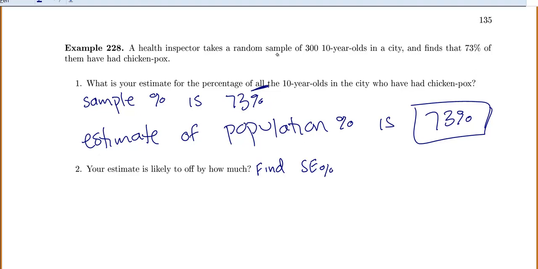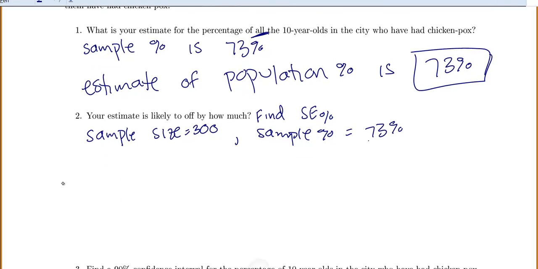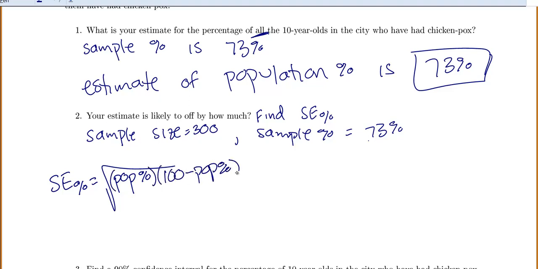Let's see, we have a sample of 300 people, so my sample size equals 300, and my sample percentage equals 73%. Now the formula for standard error for percentage is the square root of your population percent times 100 minus the population percent divided by the sample size.